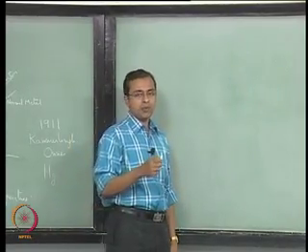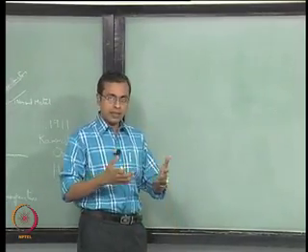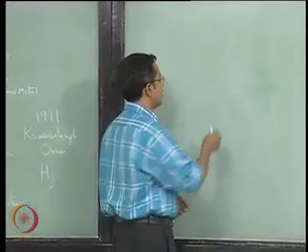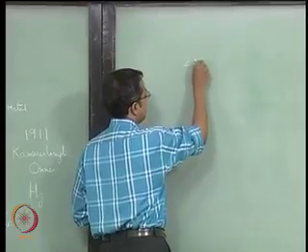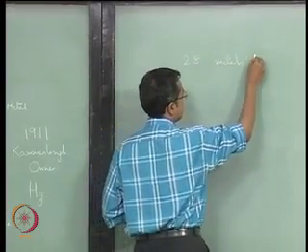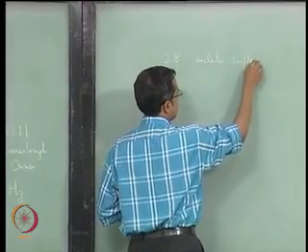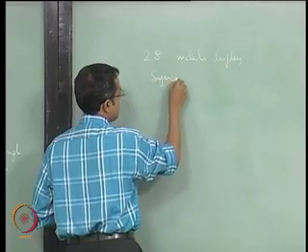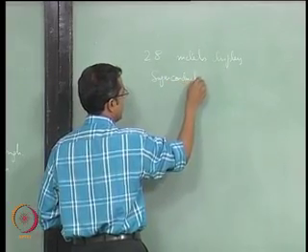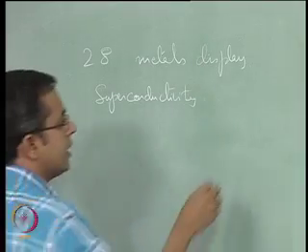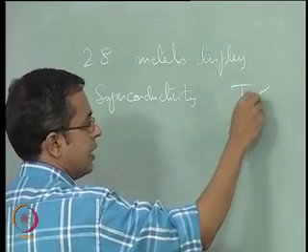Since then, various materials were investigated to see if you could observe the phenomenon of superconductivity in them, and it turns out that something like 28 metals display superconductivity, and usually this occurs at temperatures less than about 10 Kelvin.